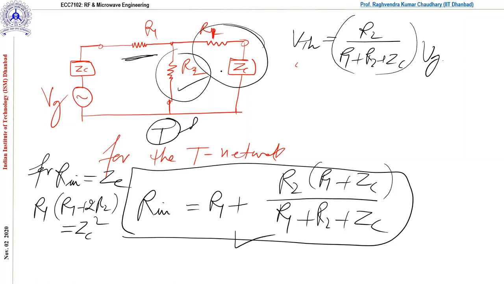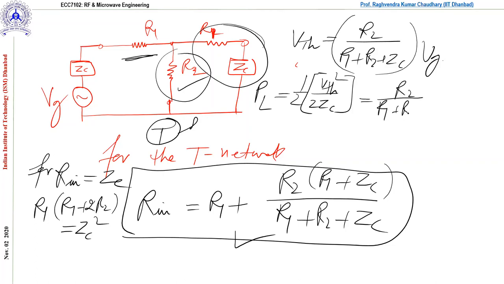So what is the power delivered? We can find it out. The power delivered will be half of VTH square over 2ZC. If I write down the whole formula, it is R2 over (R1 plus R2 plus ZC), VG over 8ZC, mod squared. So the available power is VG square upon 8ZC, and the power attenuation is what we are saying is K square. This term squared is K square.